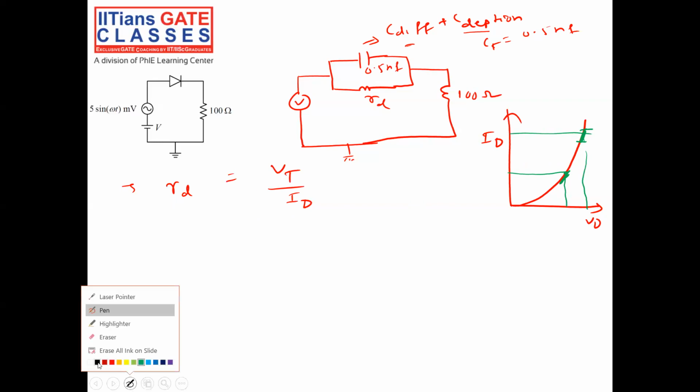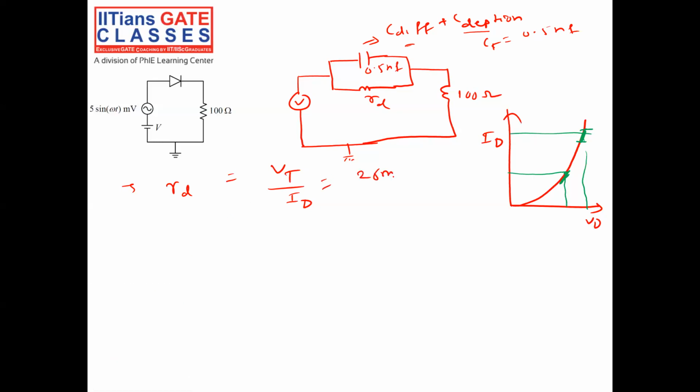Vt equal to 26 millivolt is given, Id is given as 26 microampere, so rd is equal to 1 kilo ohm. Right? So what is the impedance of my capacitor?